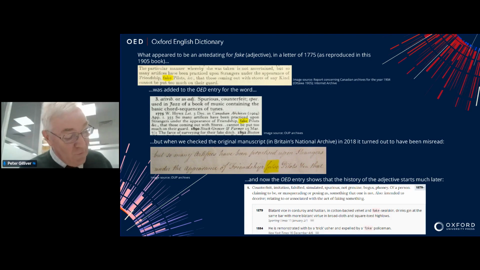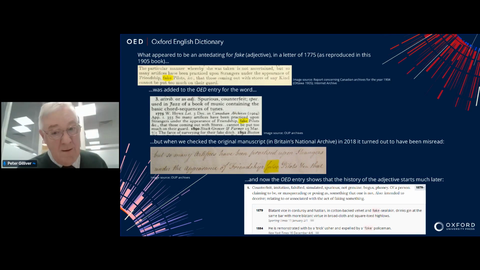And even the noun fake couldn't be found anywhere before the 1820s, and the verb to fake just a little bit earlier than that. So I was suspicious, and I asked one of our researchers to check the original letter in an archive, and, as you can see from the third image, it turns out to have been misread. The actual word written was false. So in fact, the general rule is if you find something that looks like an absolutely huge antedating, then be very suspicious, because usually it isn't.